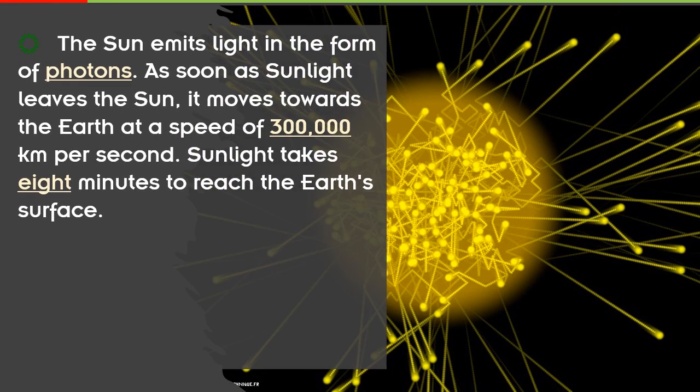The sun emits light in the form of photons. As soon as sunlight leaves the sun, it moves towards the Earth at a speed of 300,000 kilometers per second. Sunlight takes 8 minutes to reach the Earth's surface.